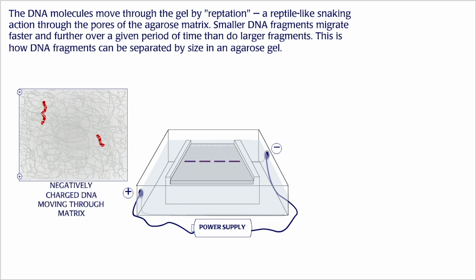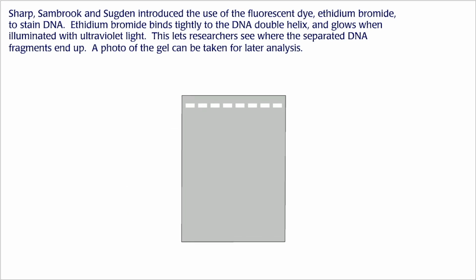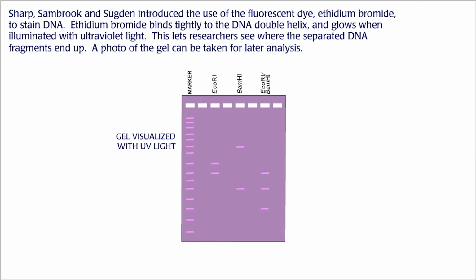Smaller DNA fragments migrate faster and further over a given period of time than do larger fragments. This is how DNA fragments can be separated by size in an agarose gel. Sharp, Sandbrook, and Sugden introduced the use of the fluorescent dye, ethidium bromide, to stain DNA. Ethidium bromide binds tightly to the DNA double helix and glows when illuminated with ultraviolet light.